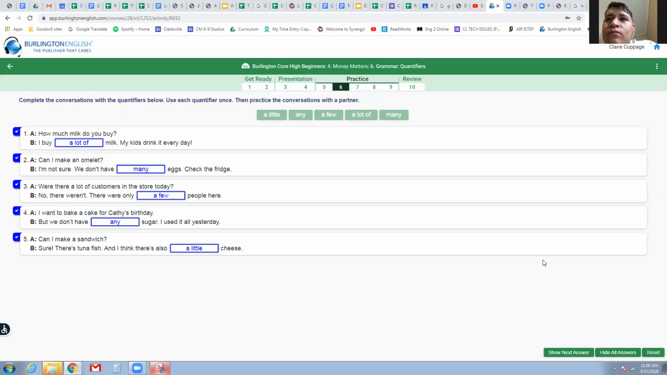What did you have for number 3? Many. Oh, okay. There were a lot of customers in the store today. Oh, were there a lot of customers in the store today? No, there weren't. There were only a few people here. So the question was, había mucha gente, and it says no, there were only a few. Okay. Does that make sense?